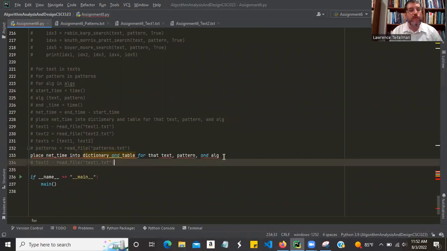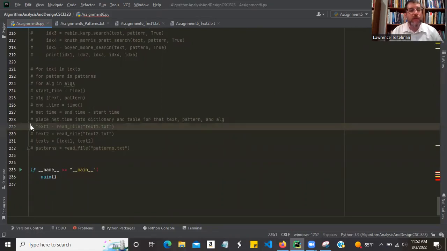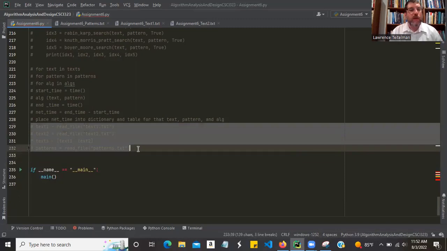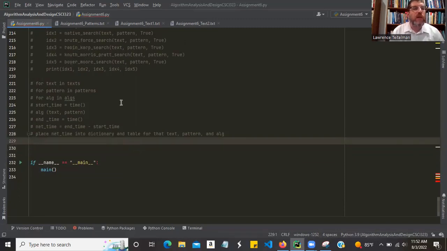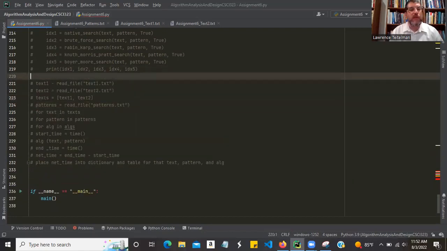Undo. 232 to 229. Grab those 4 lines, please. Okay, move them before that for loop of pseudocode. Good, because you need to do that up front, okay?